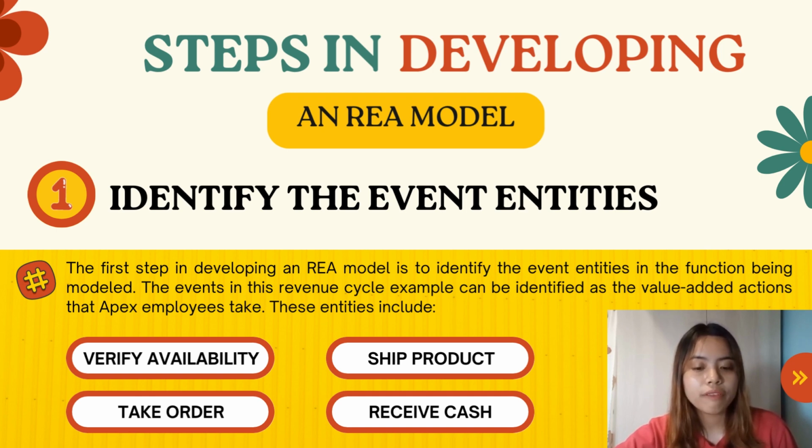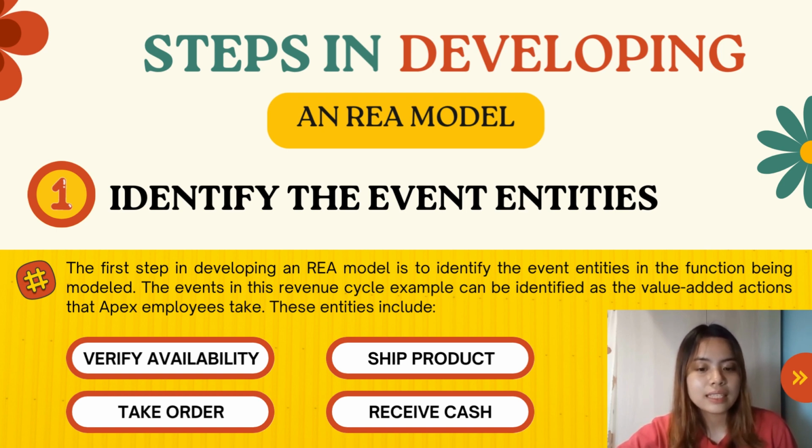Number 1, verify availability. Classified as a support event, this action does not directly impact resources. However, it offers valuable insights into customer inquiries and demand patterns, aiding management decision. Number 2 is take order. Depending on circumstances, take order can be economic or support.